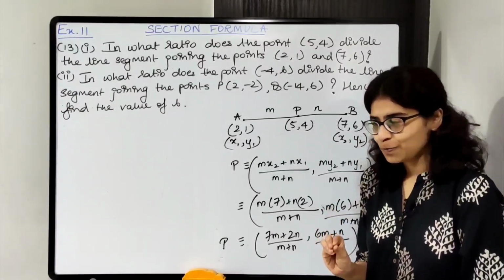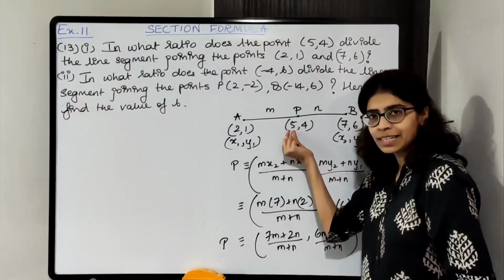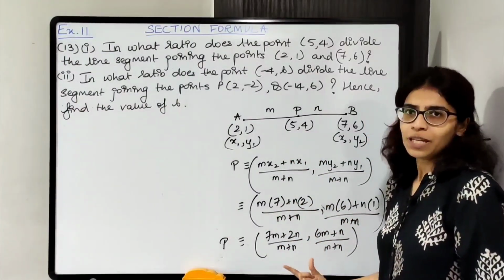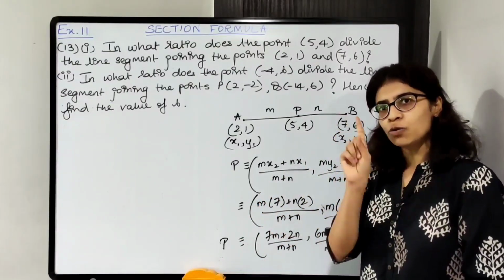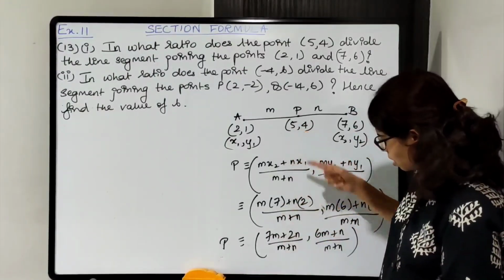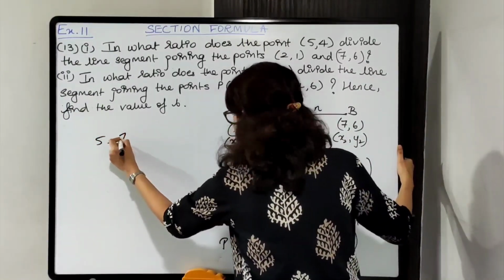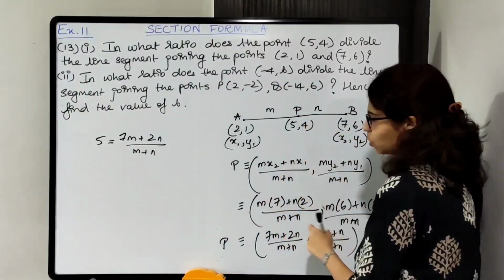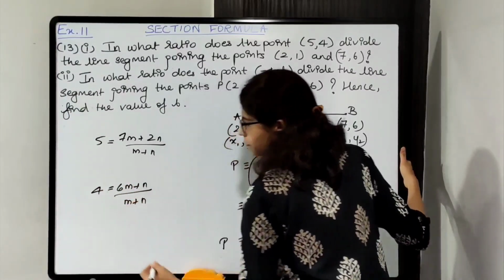by section formula. p का coordinates दिया हुआ है, it is 5, 4. X coordinate is 5, y coordinate is 4. But by section formula we are getting this. अब p का दो coordinates तो हो नहीं सकता, 2x coordinates and 2y coordinates, not possible. So it will have only one x coordinate and only one y coordinate. So this has to be equal to this and this has to be equal to this. So 5 is equal to 7m plus 2n upon m plus n and 4 is equal to 6m plus n upon m plus n.